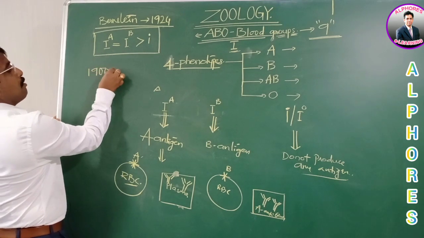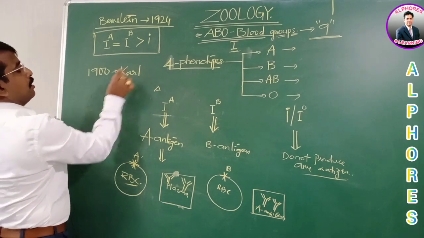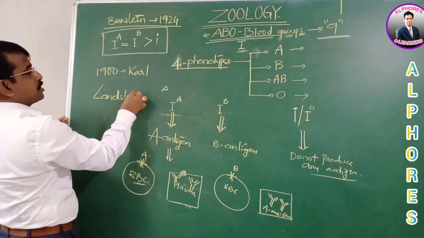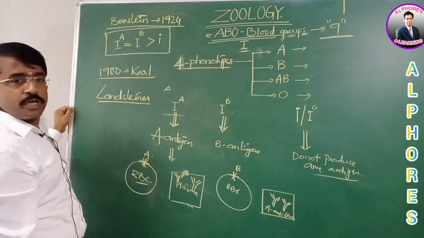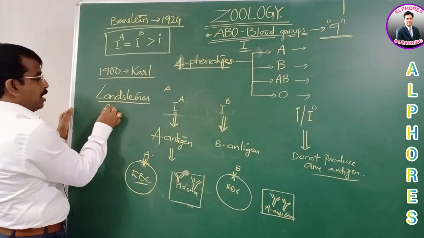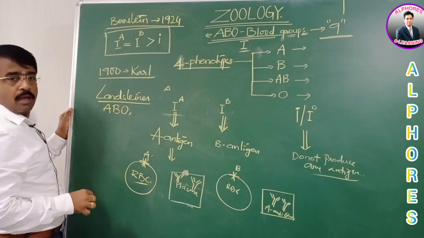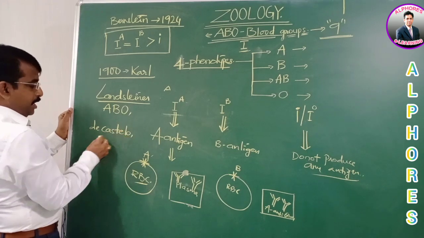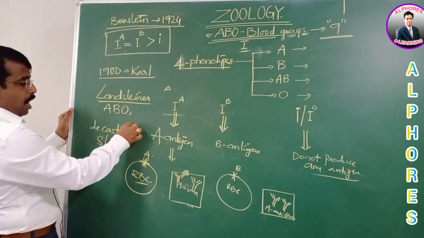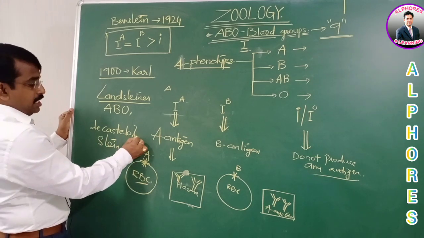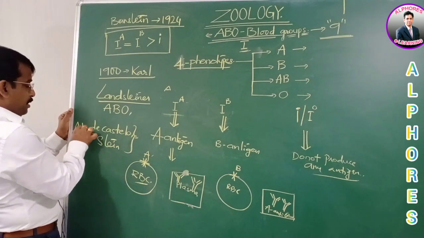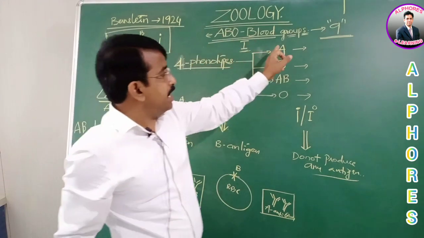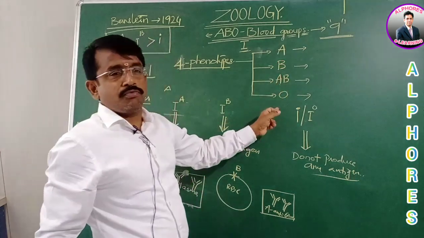And in 1900, Karl Landsteiner first discovered the ABO blood grouping system, whereas De Castello and Sturli discovered the AB. So here A, B, O. How many are there? A, B, AB and O, 4 phenotypes.